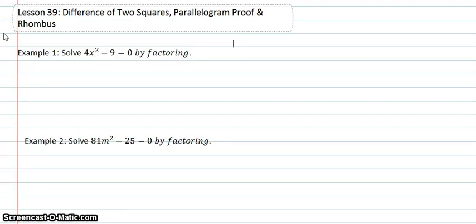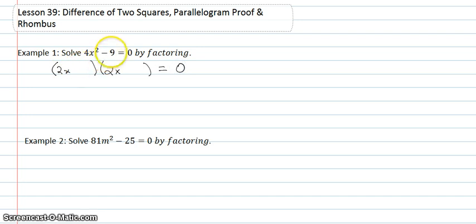In lesson 39, we're looking at the difference of two squares, parallelogram proof, and rhombus. In our first example, we're solving an equation by factoring, and the binomial that we're given is the difference of two squares. When we have the difference of two squares, it will factor into two binomials, and we'll simply take the square root of the first term, which in this case is 2x, and that's our first term in our binomials, and this is still equal to 0.